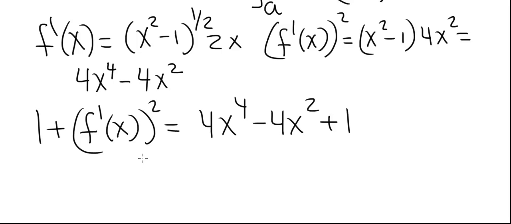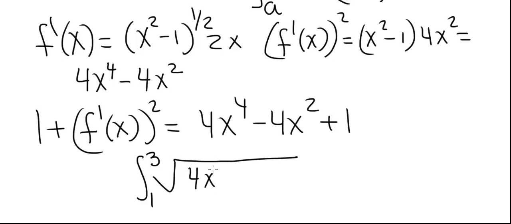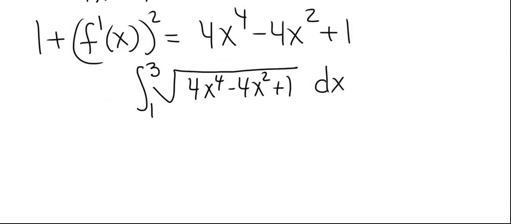And arc length then is the integral from 1 to 3 of the square root of 4x to the 4th minus 4x squared plus 1. Now what we have to do here is evaluate this integral, trying to see if we can make a substitution. Clearly that will not work, but what we notice is that 4x to the 4th minus 4x squared plus 1 is a perfect square, and that's what will allow us to evaluate this integral.